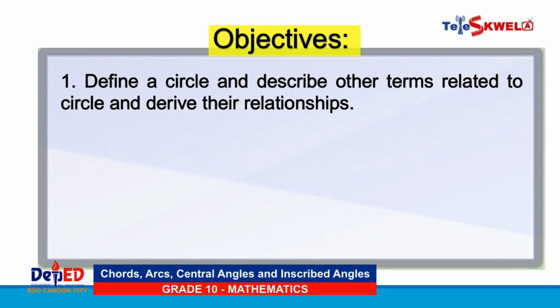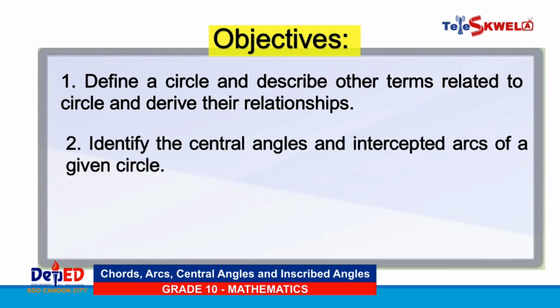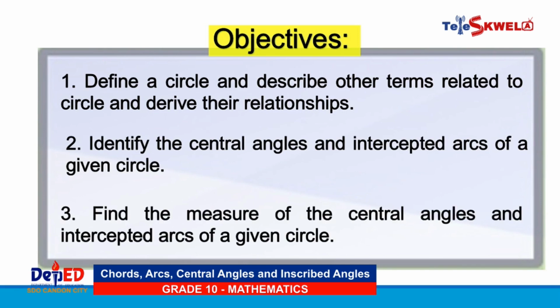In today's episode, you are expected to first, define a circle and describe other terms related to circle and derive the relationships. Second, identify the central angle and intercepted arc of a given circle. And third, find the measure of the central angle and intercepted arc of a given circle.